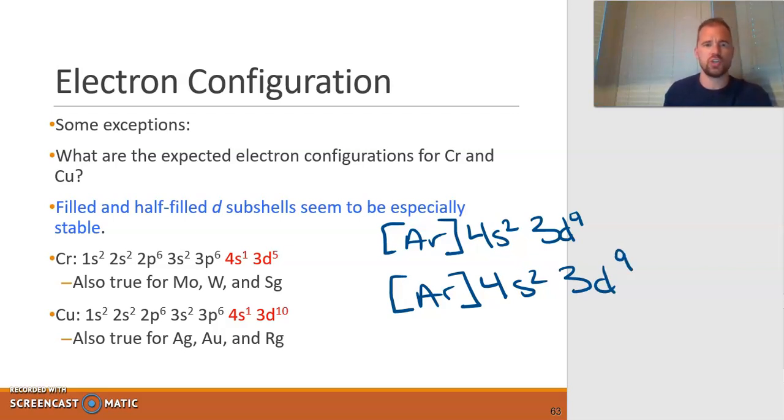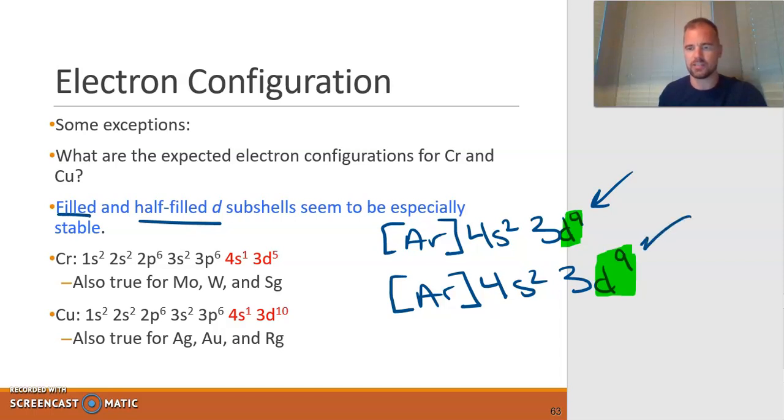So with these two, notice that the d is 4 or 9. And recall that a d subshell can hold 10 electrons. So these two are one away from either being half filled, which would be this case, or completely filled, which would be this case. So they're one electron away.